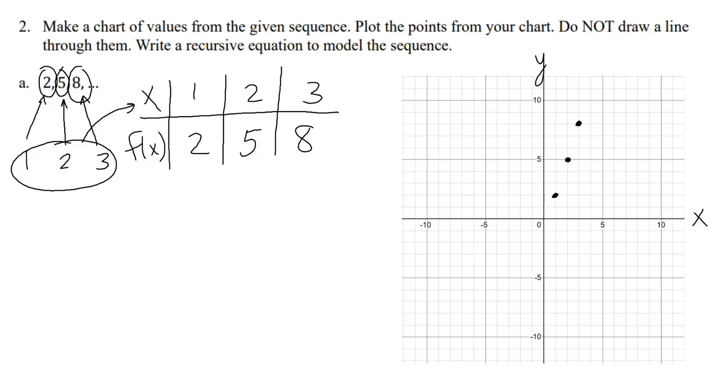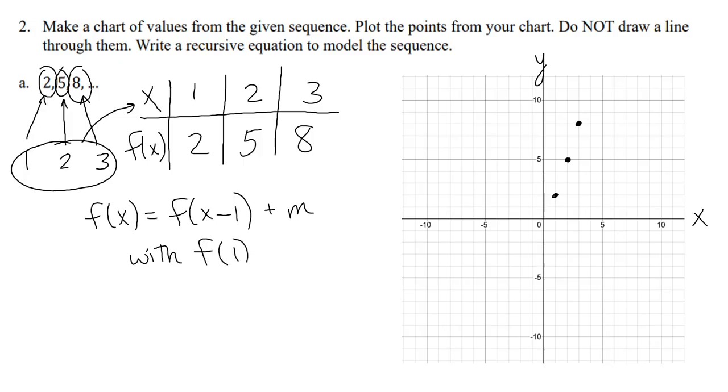And then if we're going to write the recursive equation, we'll remember that for a linear, that's f of x equals f of x minus 1 plus m, with either f of 0 or f of 1 equal to something. In this case, because we don't have a 0, we're not going to go backwards and find a new point that wasn't part of our sequence. So we're going to use f of 1 here.